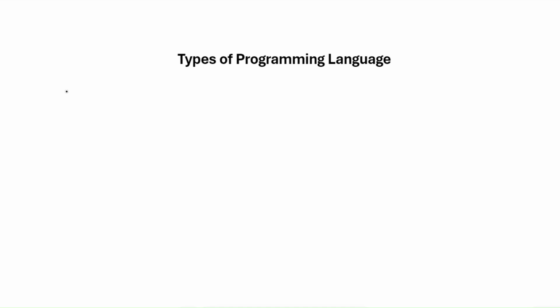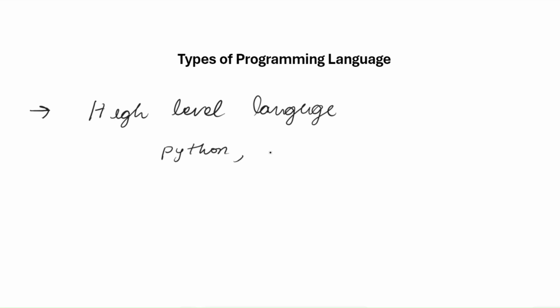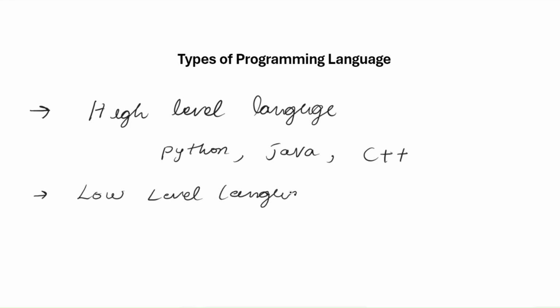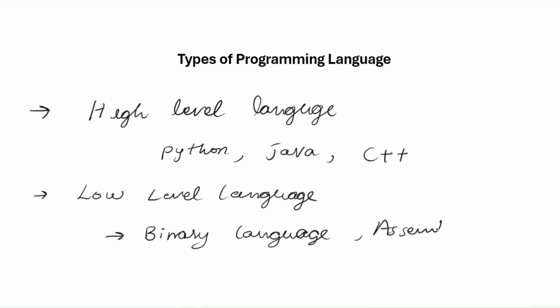The next topic is types of programming languages. There are many types of programming languages, but they can be categorized into two main types. One is high level language, for example Python, Java, C++. These are all high level languages. Another one is low level language, for example binary language and assembly language. These are low level languages.